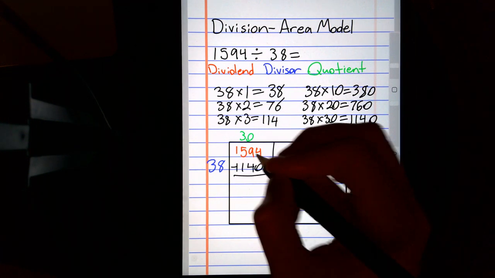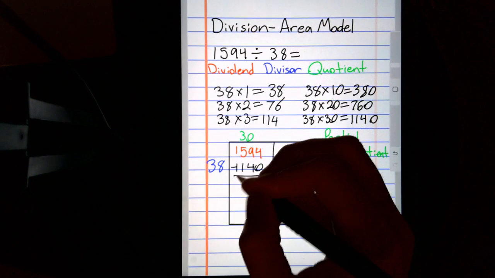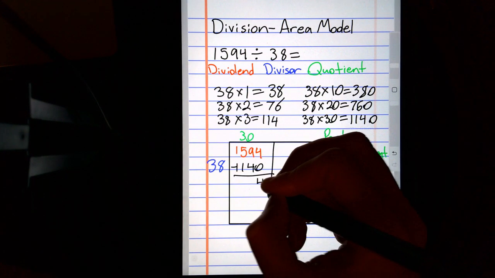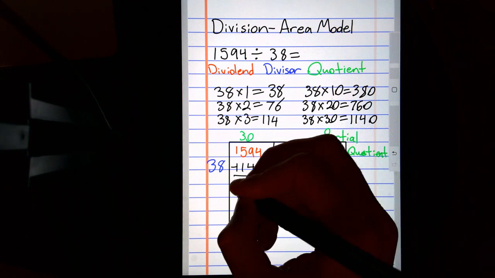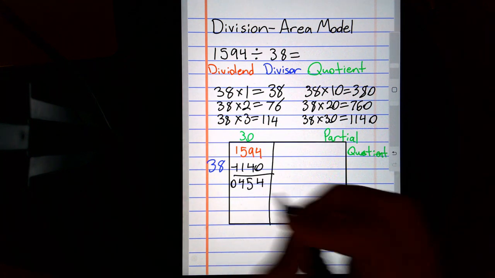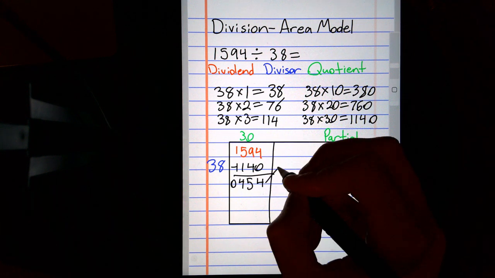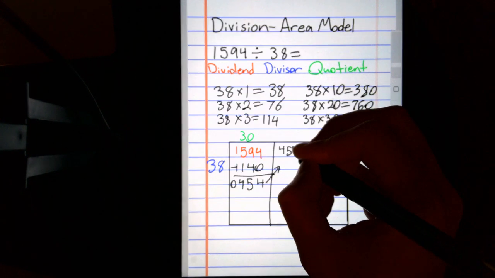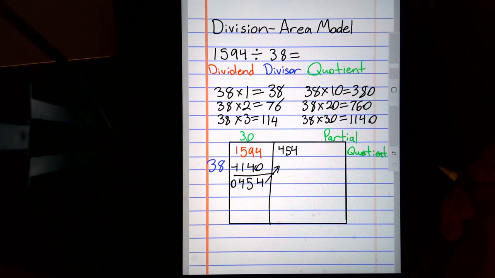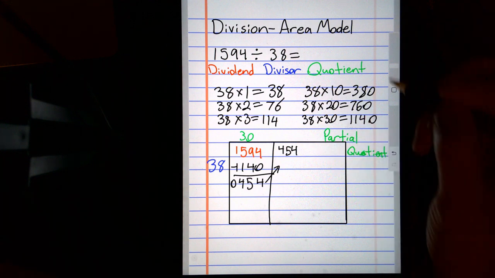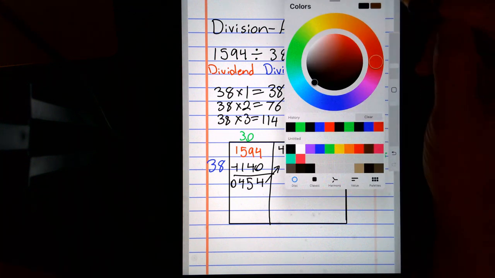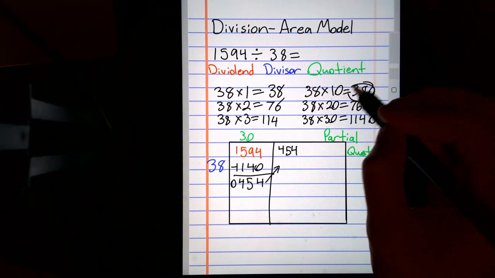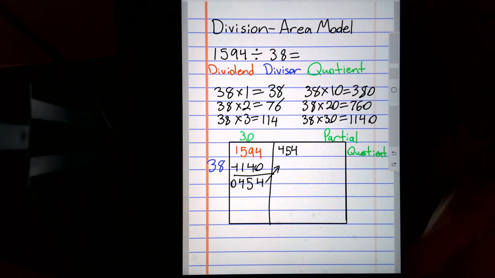So 1,594 subtract 1,140 is going to be 454. We need to take that number and put it into our next box and be able to take away from that. We can see that our next number would be 380. That's what's closest. That's what we're going to put in.